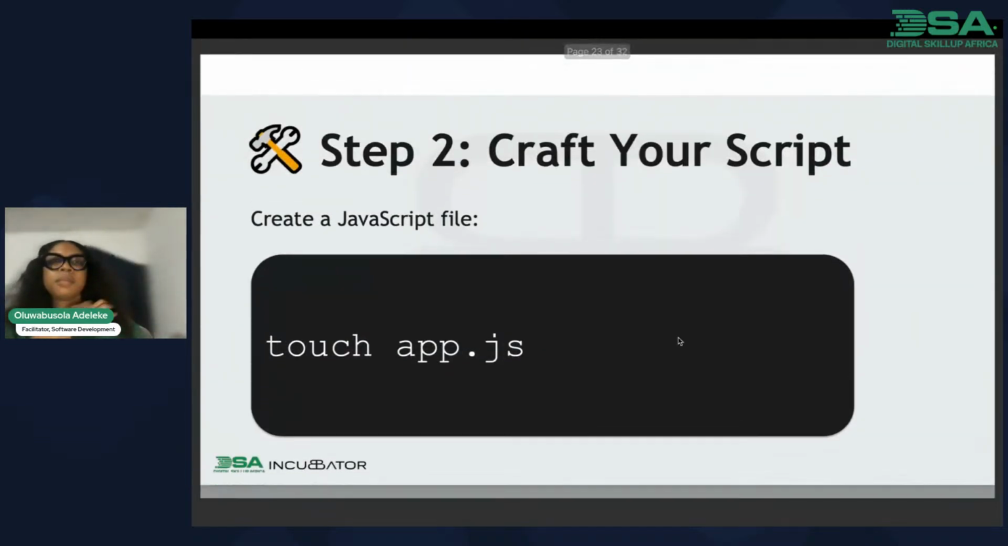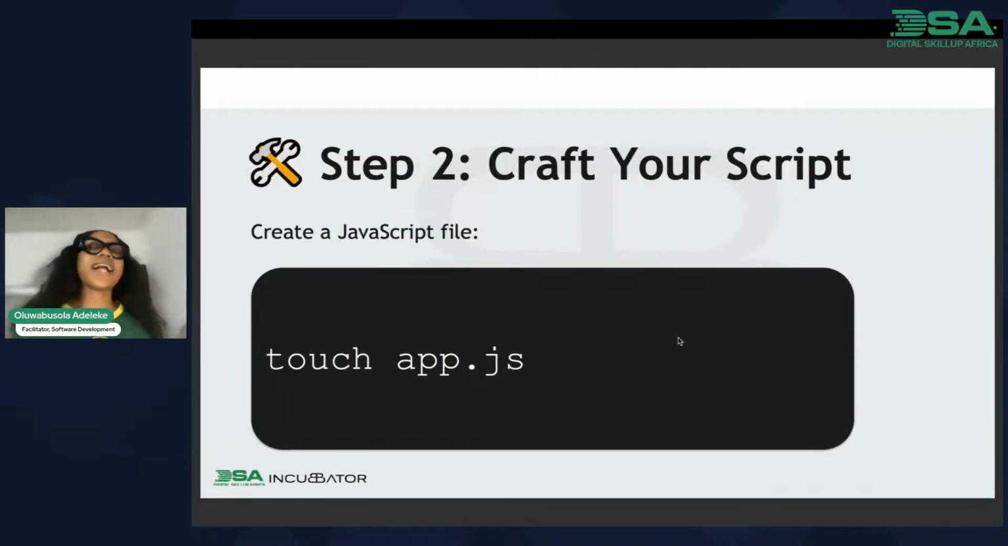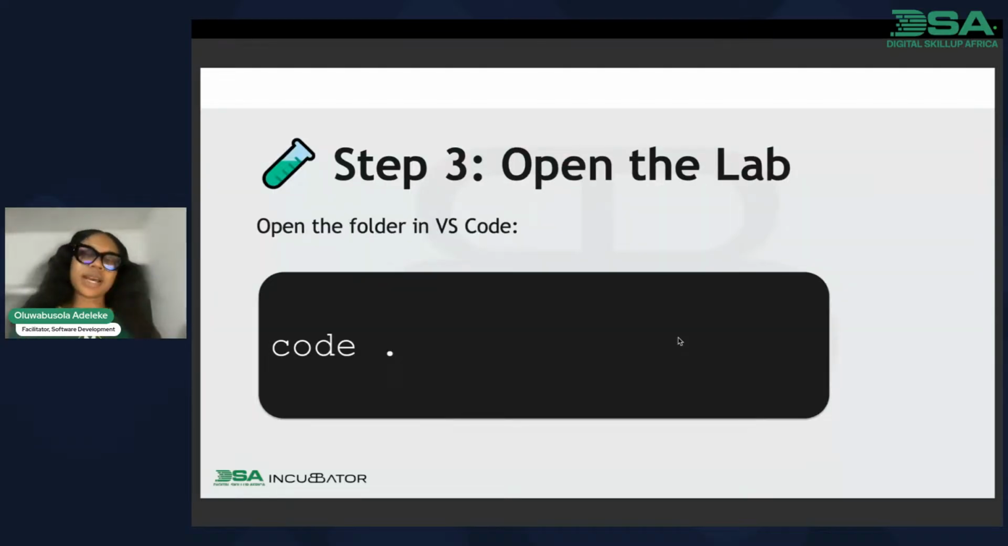Okay? But if you cannot create the file on Windows, what you can do is go straight to code dot. Just type code dot in your terminal and it will open that particular folder that you have on Visual Studio Code. Let's try it.